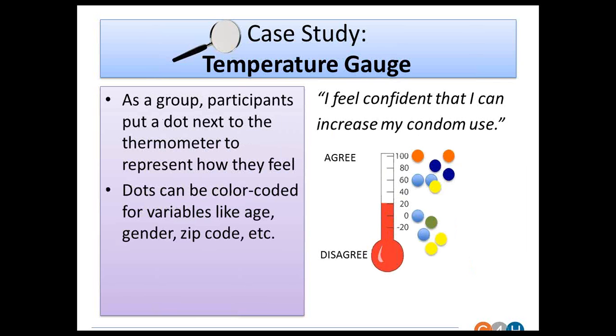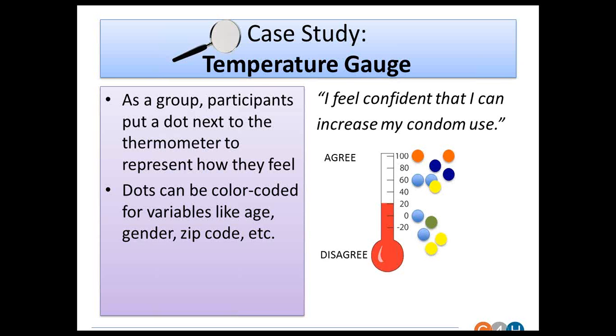So the temperature gauge activity can also be done as a group. For example, we could do this activity at 2 points in time, once before the program and once after. The thermometer can be drawn on a piece of poster paper, and each person in the participant group can be given a sticker or a dot to place on the poster paper where they feel that they are represented. This can give us an idea of how the group is improved or not as a whole.